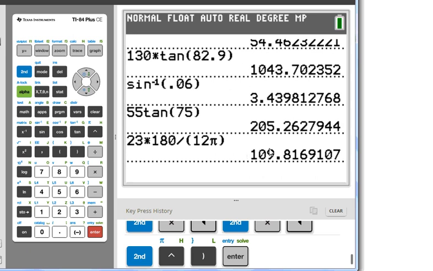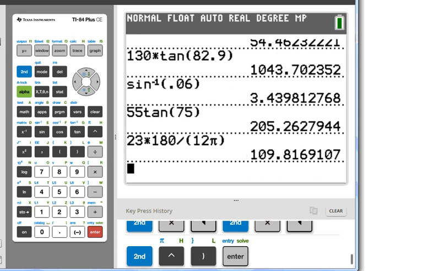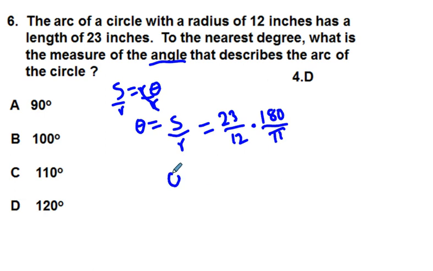So 109.8 degrees. Closest answer, C, 110 degrees.